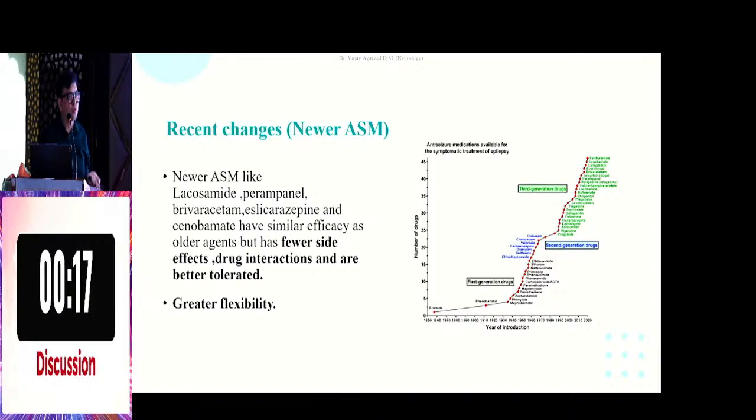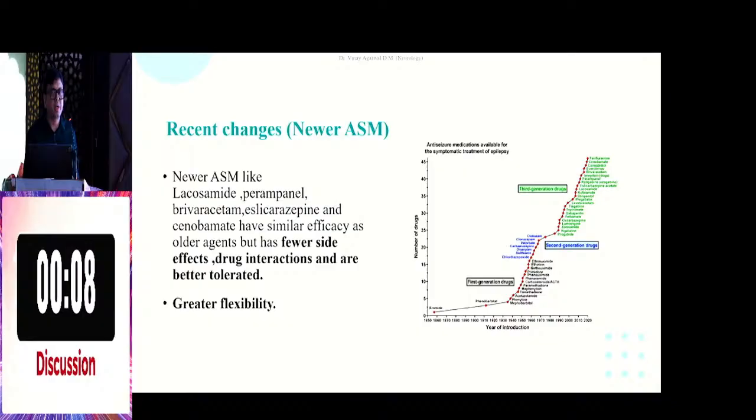Now every 2 to 3 years a new anti-seizure medicine arrives, but to everyone's surprise, their efficacy is almost similar, like phenytoin and the latest, cenobamate. But newer drugs are easy to use and have minimal interactions. For polytherapy, they are preferable.